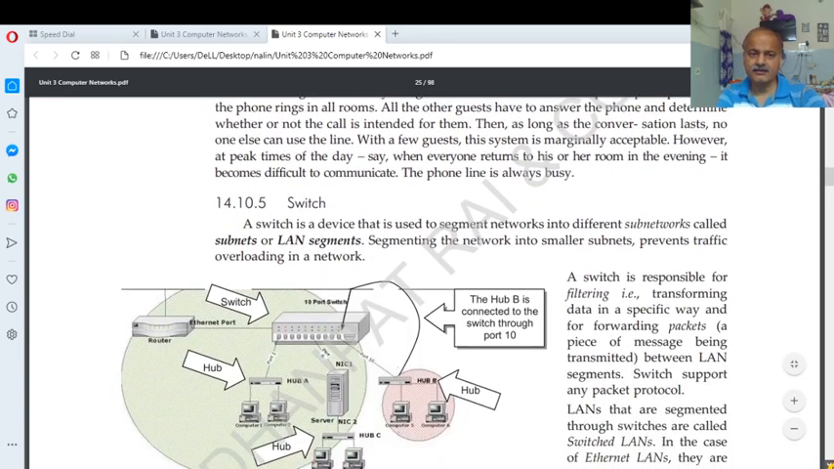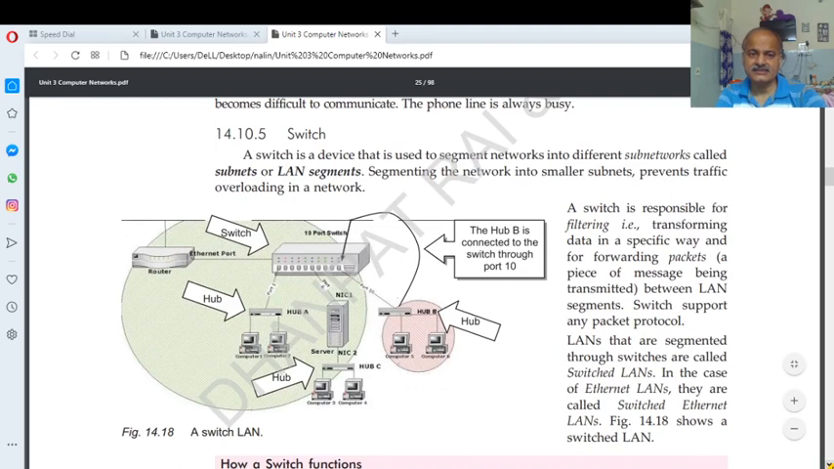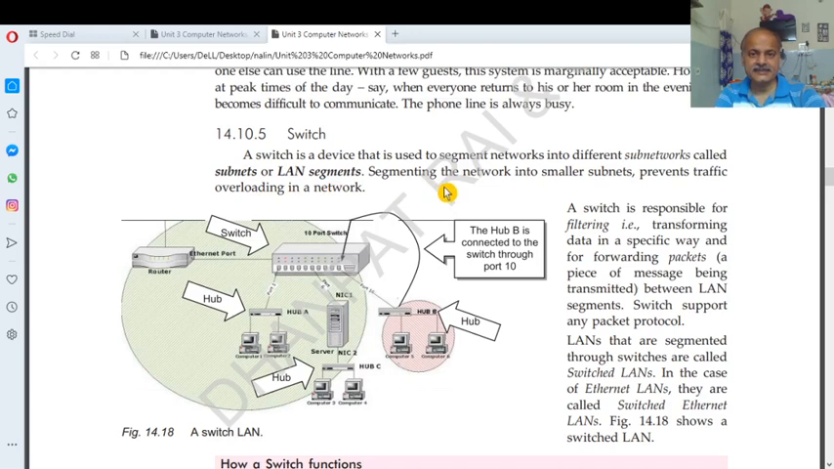Clear? Now we understand what is a switch. A switch is a device that is used to segment a network into different subnetworks called subnets or LAN segments. Segmenting the network into small subnets prevents traffic overloading in a network.